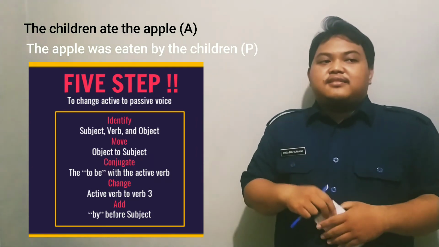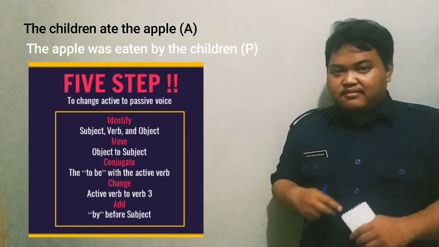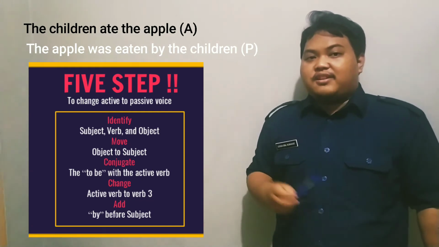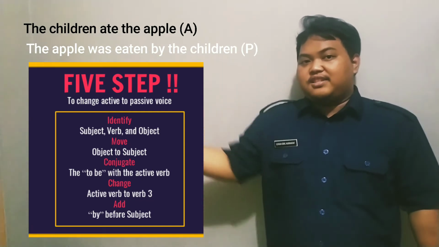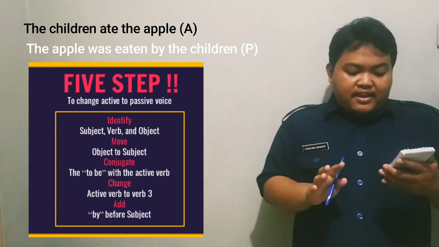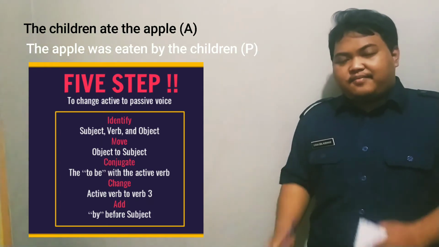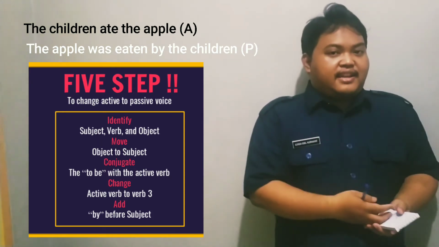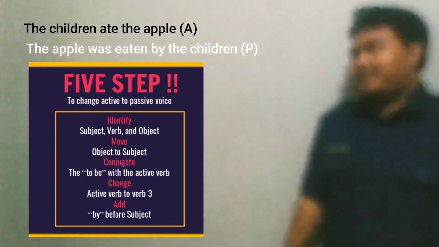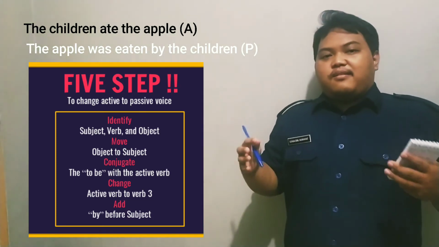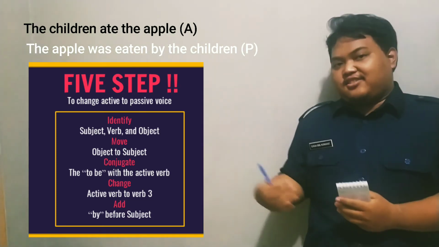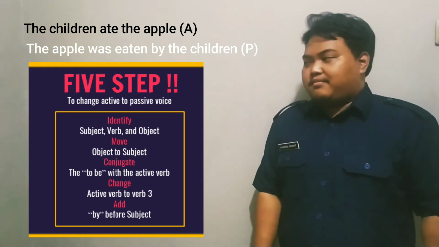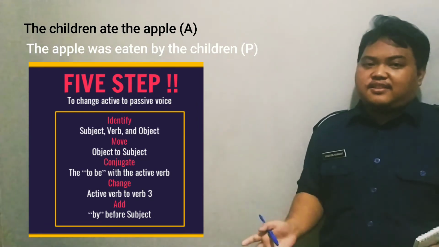Remember, the subject does not always have to be included. Remember that. Because in the active voice it is already included, the children. So step 5 is add the subject. So it's up to you whether you want to add it or not. If you add it, it becomes the apple was eaten by the children. If you don't include that, it only becomes the apple was eaten.